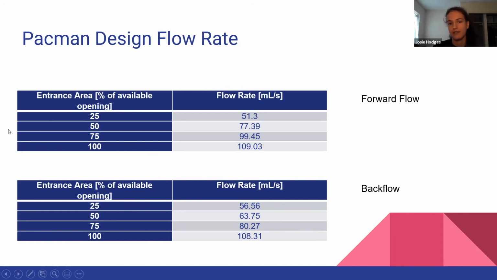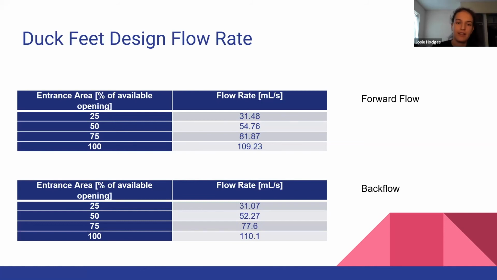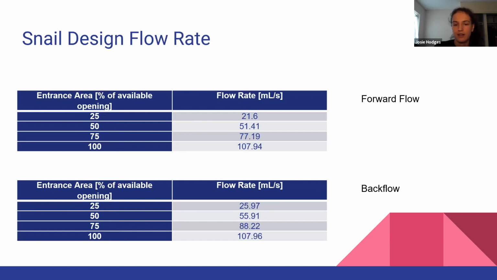You can see here in the pack flow design, this one's a lot better. It has a much lower flow rate in the backflow than forward flow direction, except for the beginning. And then I think the same is the case in duct design. They're a little bit back and forth. And then in the Snail design, again, you can see these are a lot more similar, but still a little bit back and forth.